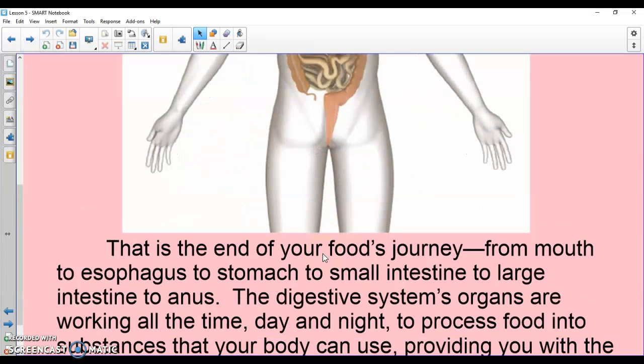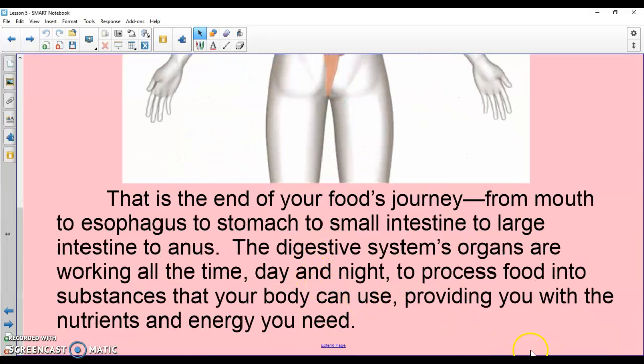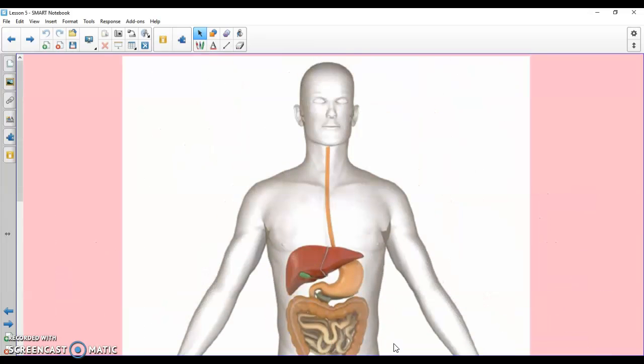So here's your digestive system. That is the end of your food's journey, from mouth to esophagus to stomach to small intestine to large intestine to the anus. The digestive system's organs are working all the time, day and night, to process food into substances that your body can use, providing you with nutrients and energy you need.